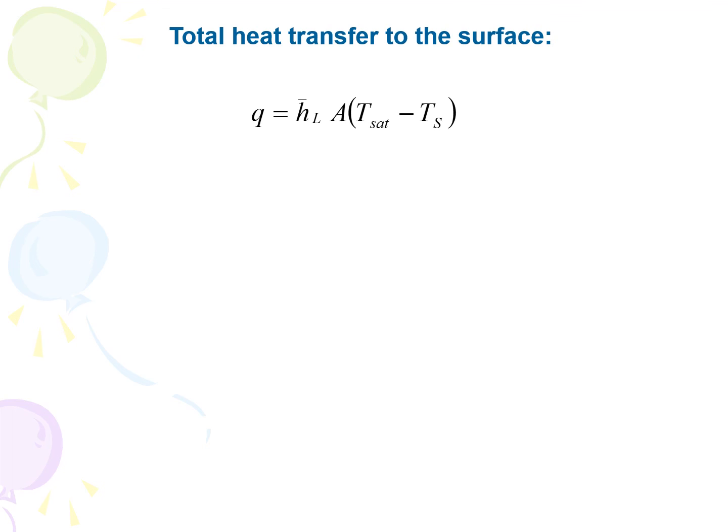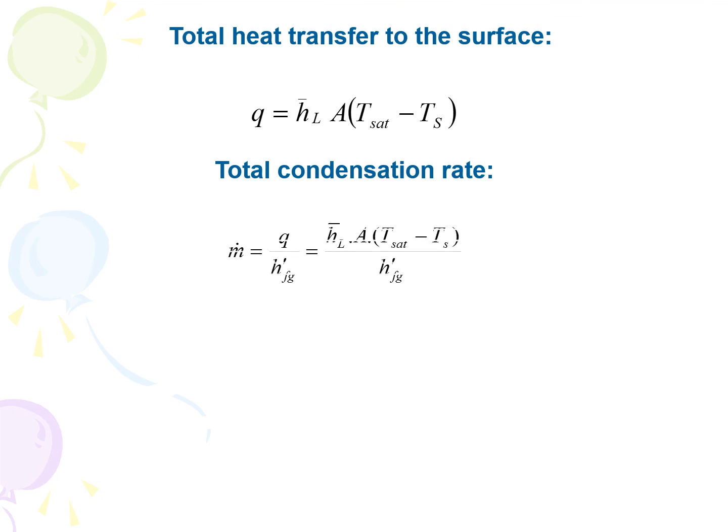The total heat transfer rate to the surface can be calculated using Newton's law of cooling, and the average heat transfer coefficient from the top to the bottom of the vertical surface. Note that the saturation temperature is higher than the surface temperature. The total condensation rate can be calculated using the total heat transfer rate, divided by a modified latent heat, hfg prime.